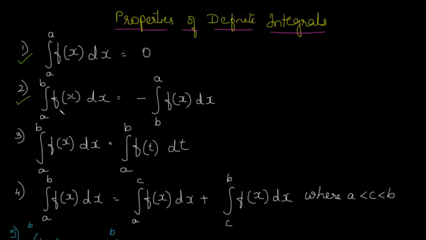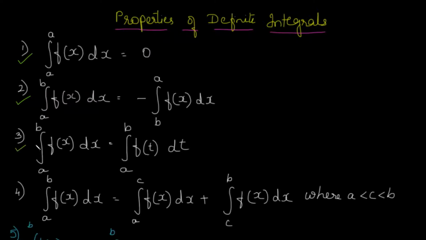Look at the second property now. The integral from a to b f(x) dx is equal to minus the integral from b to a f(x) dx. So you do realize what has been done over here, isn't it? The limits have been changed. a was the lower limit on the LHS, b was the upper limit. Now b has become the lower limit and a has become the upper limit, and therefore naturally there is a minus sign over here. So the integral changes in sign.